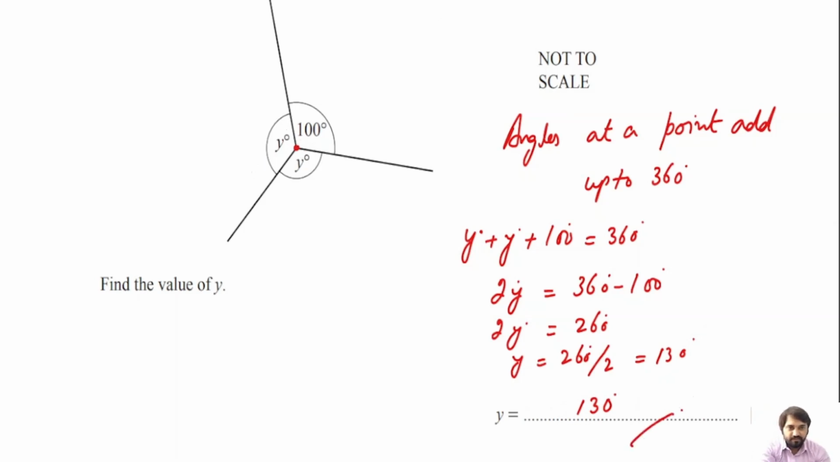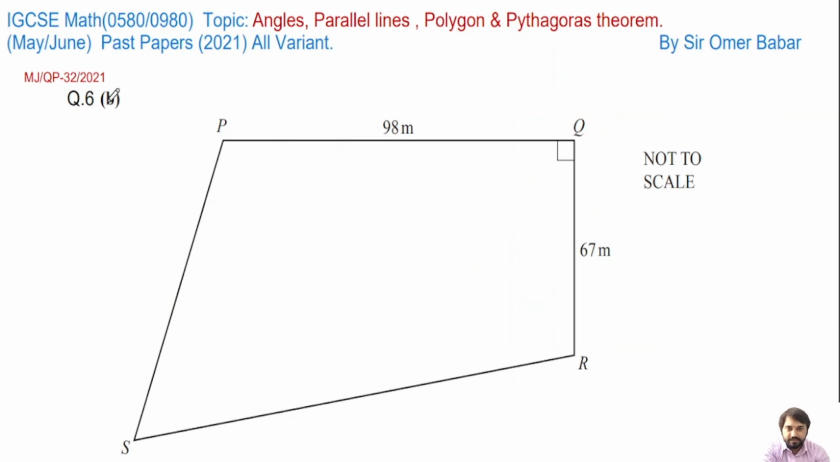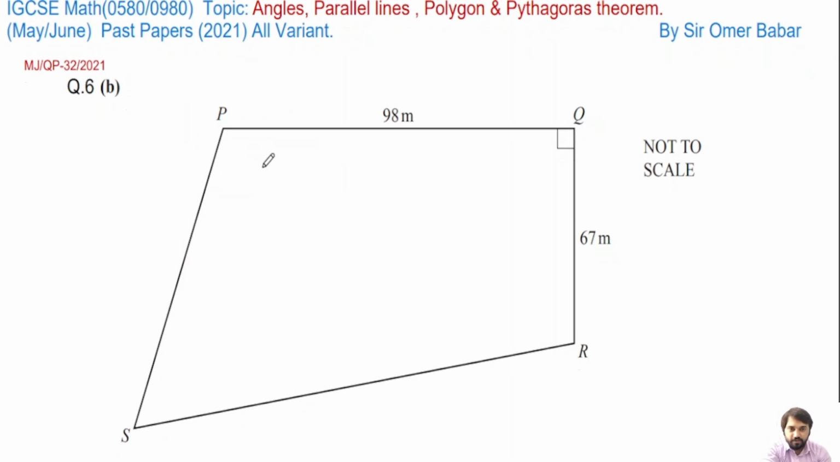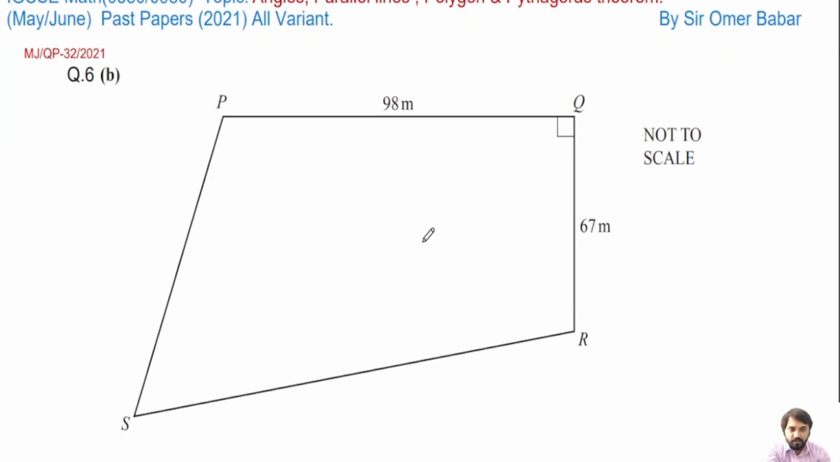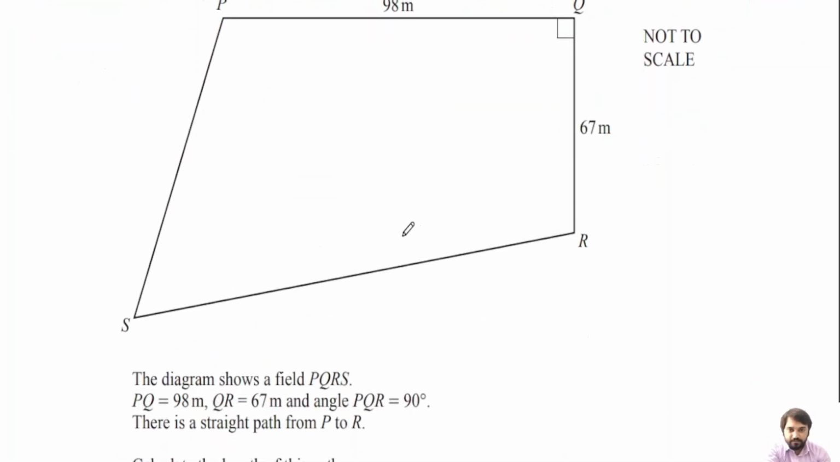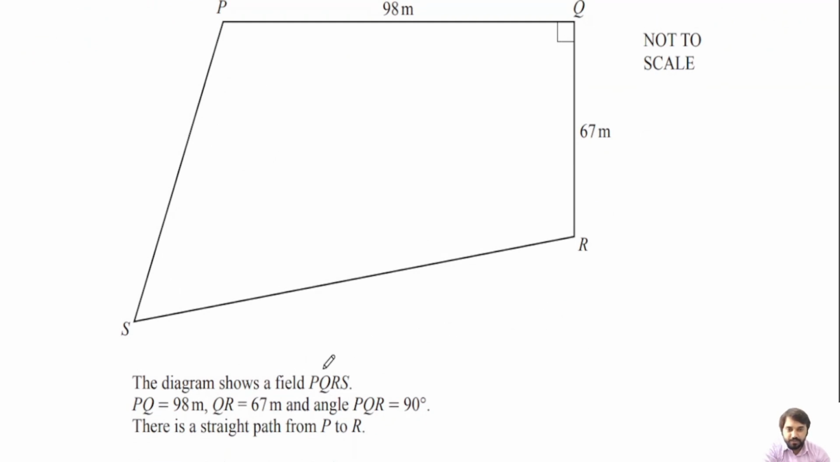Now moving towards our next question. Our next question is question 6 that appeared again in 21. The paper was 3, the variant was 2. We have a quadrilateral PSRQ, but what is the question? The diagram shows a field PQRS. PQ is equal to 98 meters, QR is equal to 67, angle PQR is 90 degrees, this one. There is a straight path from P to R. So we have a straight path from P to this one.